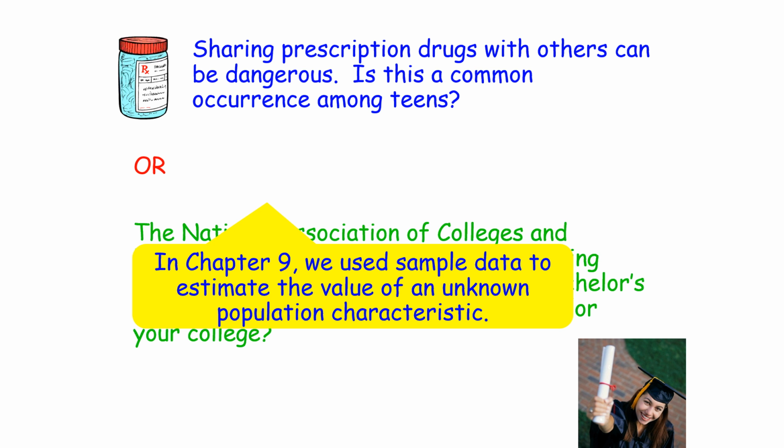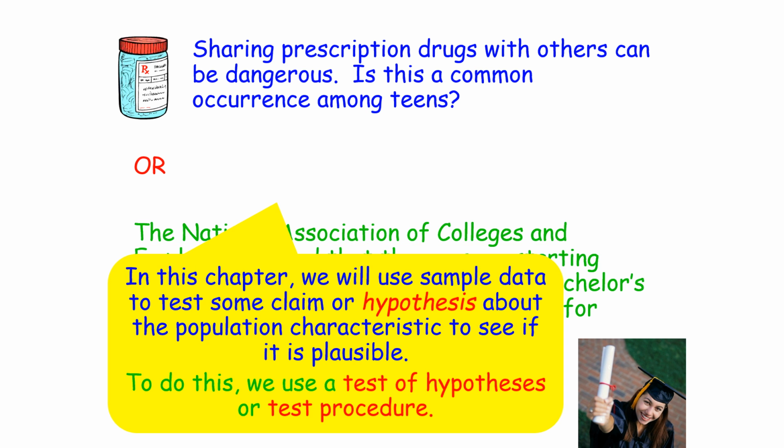In Chapter 9, we used sample data to estimate the value of an unknown population characteristic. And in this chapter, we're going to use sample data to test some claim or hypothesis about the population characteristic to see if it is plausible. To do this, we use a test of hypothesis and test procedure.